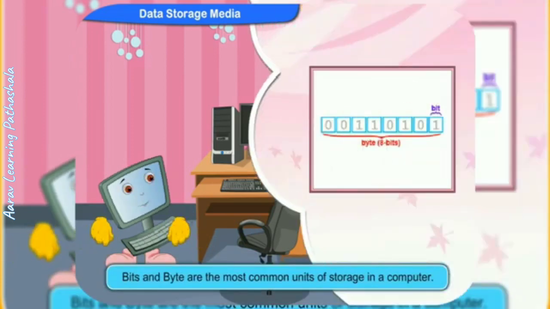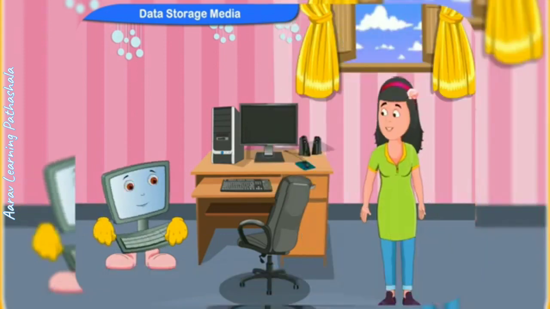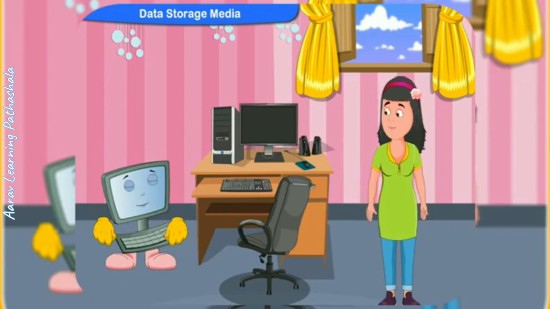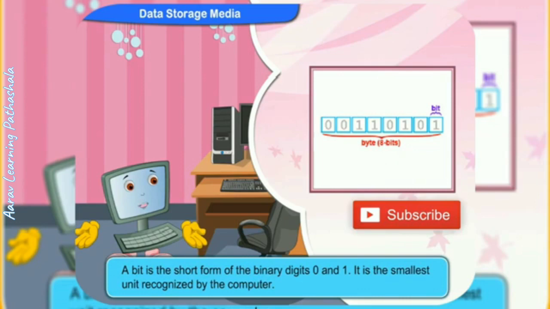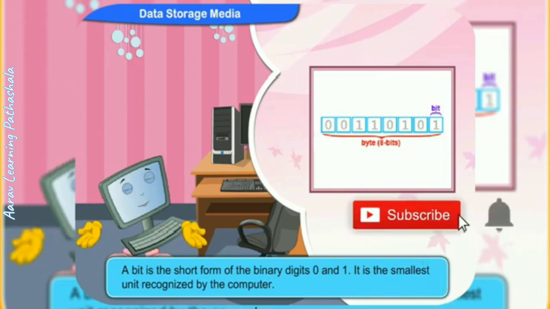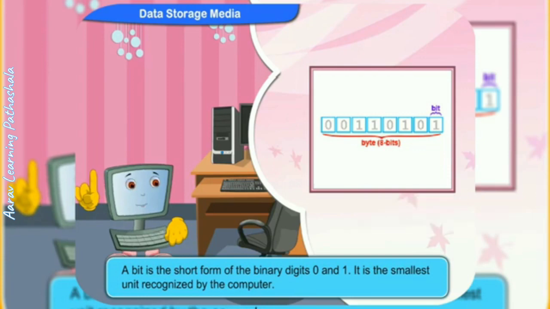Bits and bytes are the most common units of storage in a computer. Tell me more about bits and bytes. A bit is actually the short form of the binary digits 0 and 1. It is the smallest unit recognized by the computer.